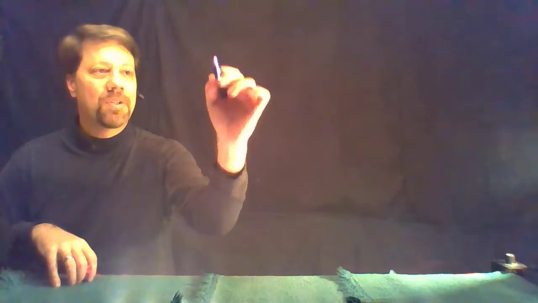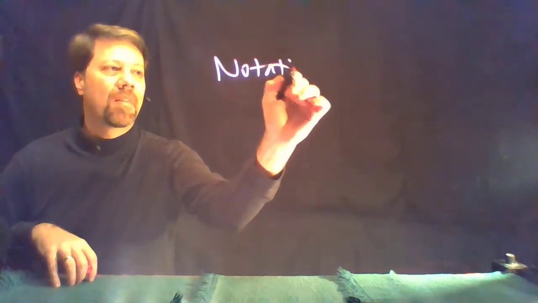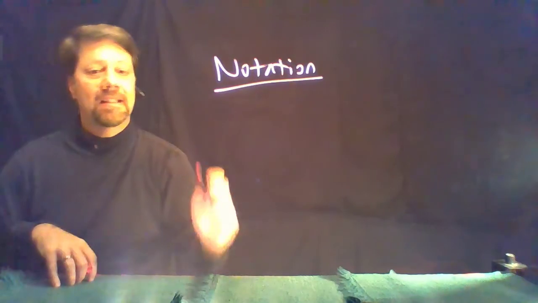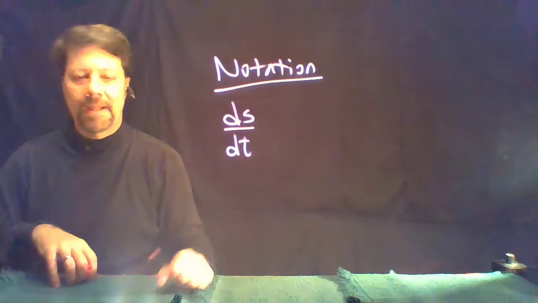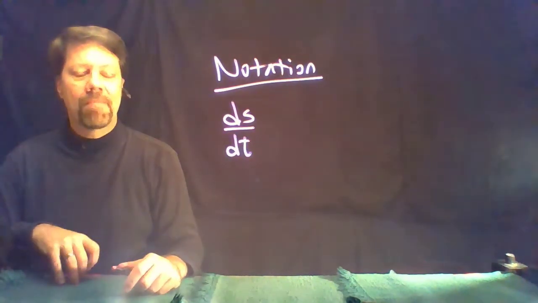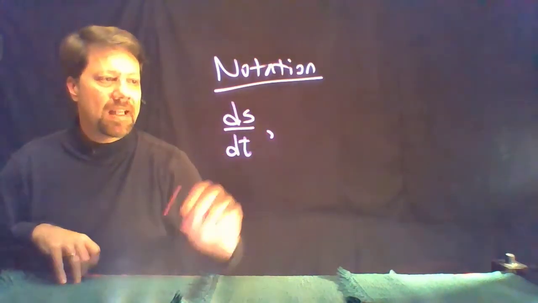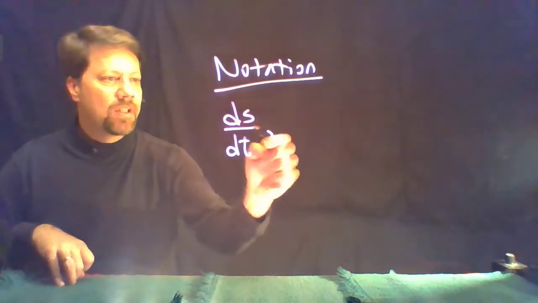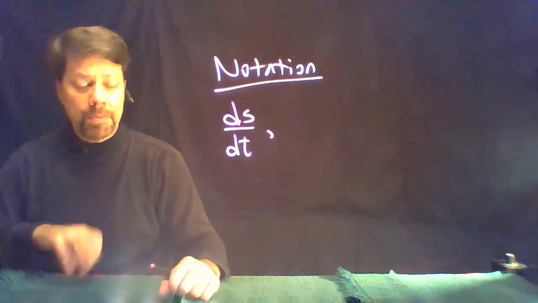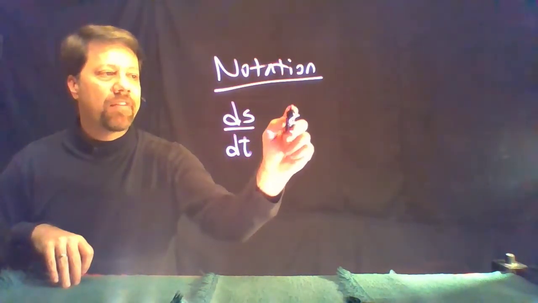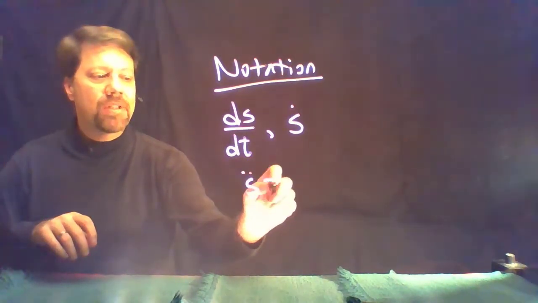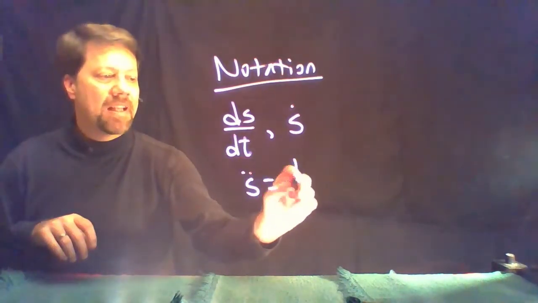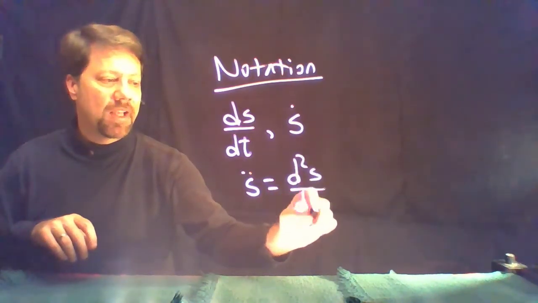Now, let me introduce some notation. Leibniz used this notation for the derivative with respect to t, the derivative of s with respect to t. But Newton used a slightly different notation for the same expression. Whenever he took the derivative of a function with respect to time, he denoted that derivative by a dot. So in Newton's notation, if I put two dots over the variable, that means the second order derivative of position, say, with respect to time.